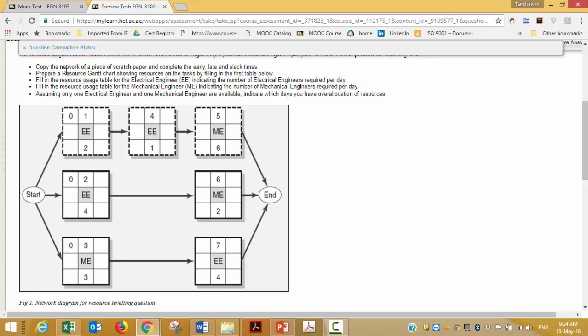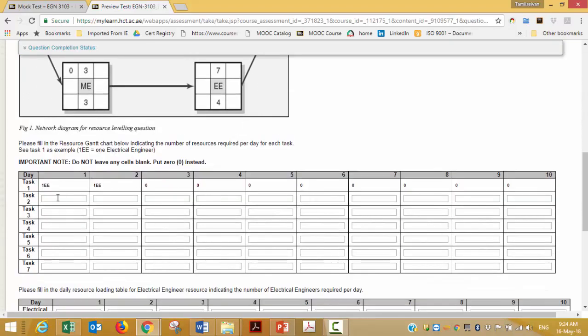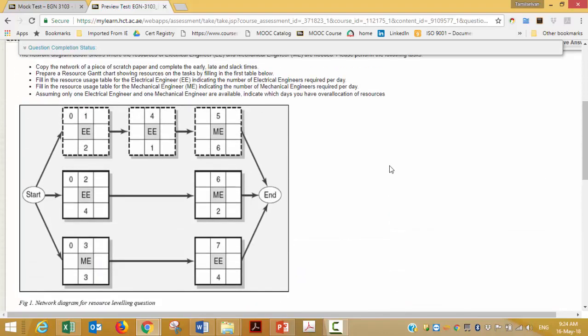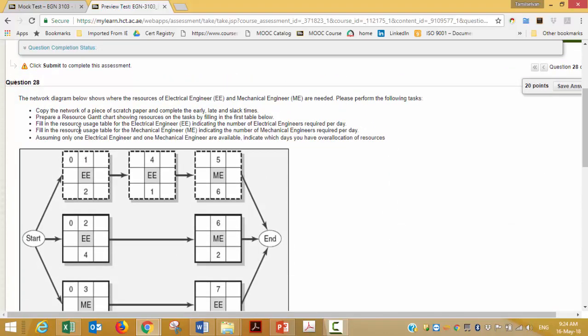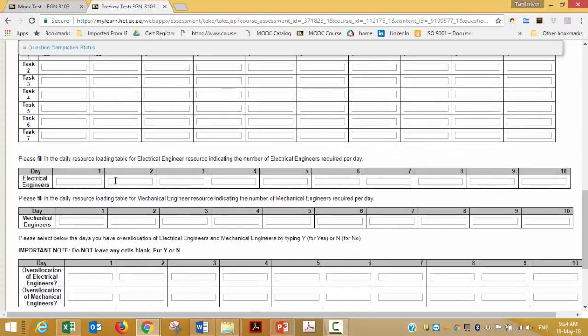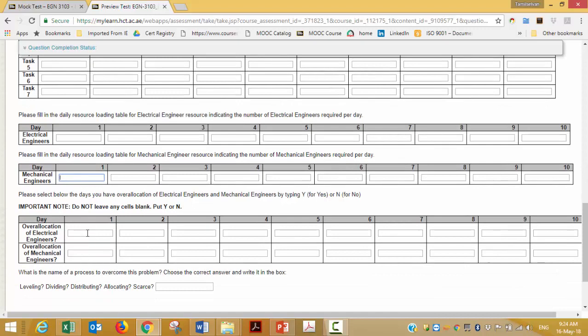Then we are going to prepare a resource Gantt chart showing resources on the tasks by filling the first table. So we're going to fill this table, pretty easy. Then we are going to use a couple of more tables here. Then here we are going to identify the resource usage for electrical and mechanical engineer. Then we are going to identify are they over allocated or not.